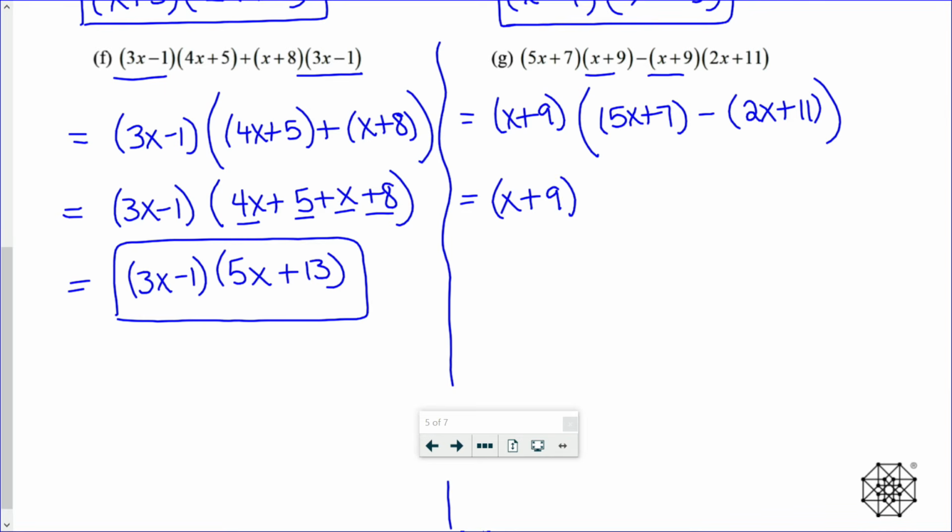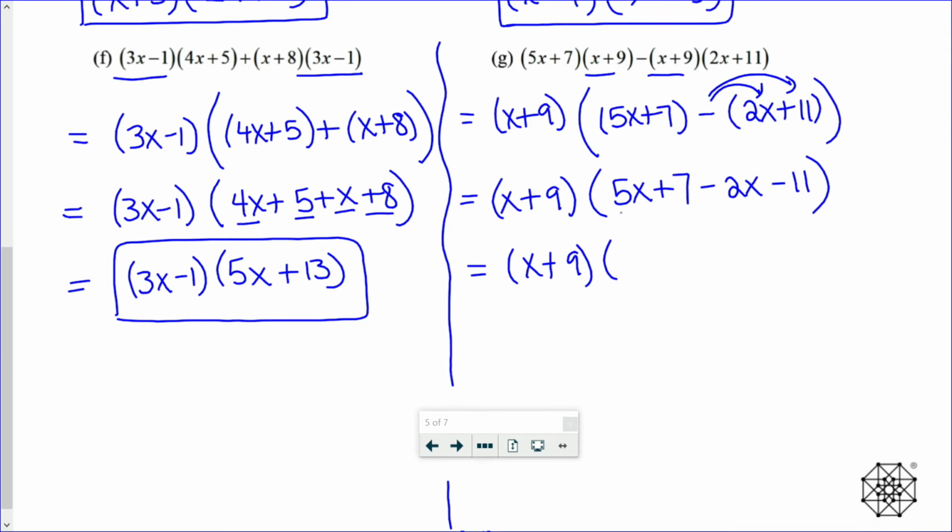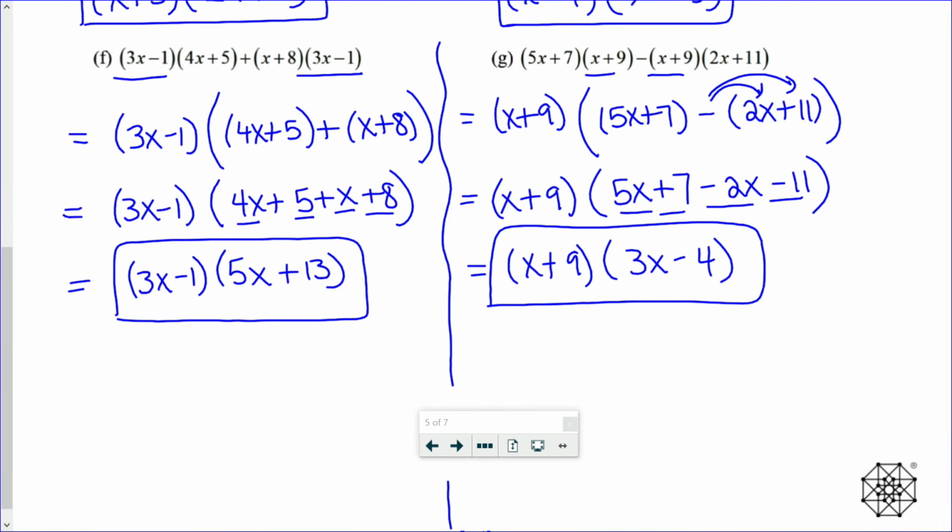X plus 9. Again, nothing that's problematic about removing that set of parentheses. Now I have to distribute that subtraction. Minus 2x minus 11. Now I can combine like terms. 5x minus 2x is 3x. 7 minus 11 is negative 4. And there's our final answer.